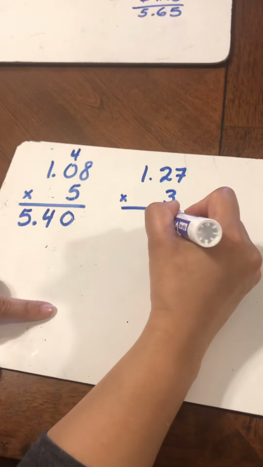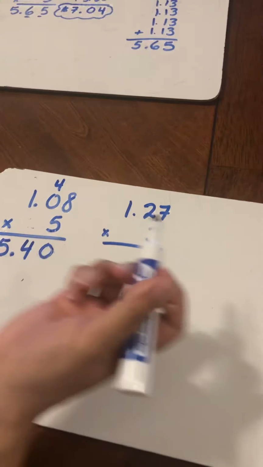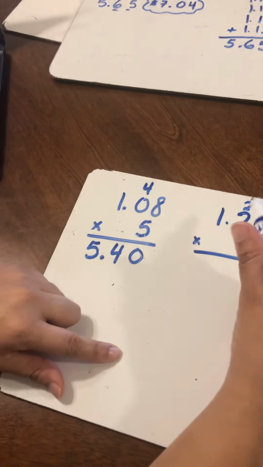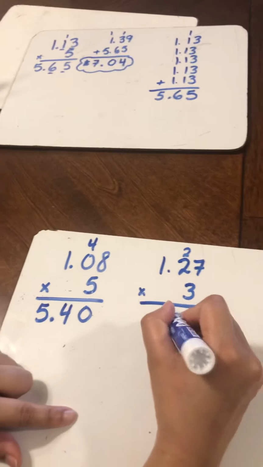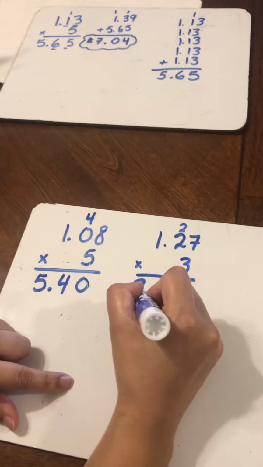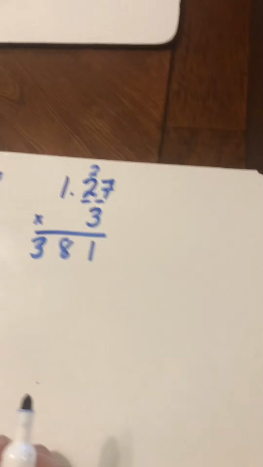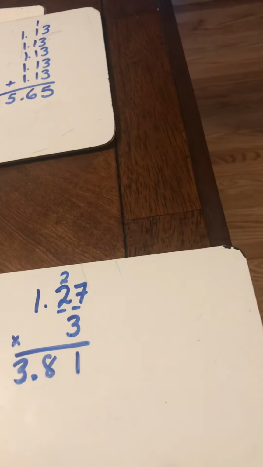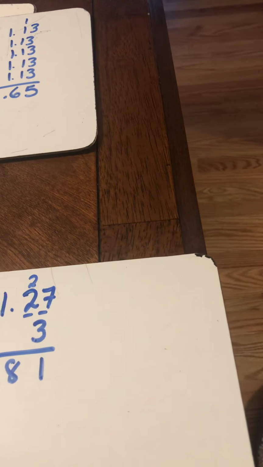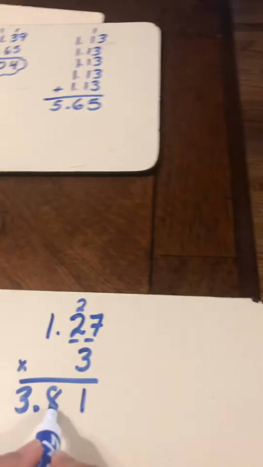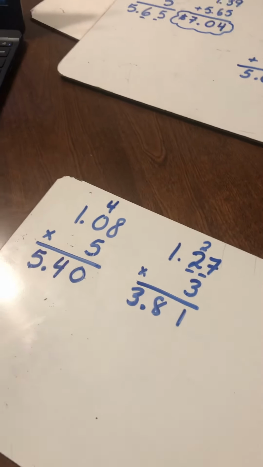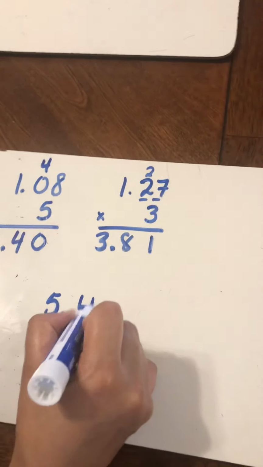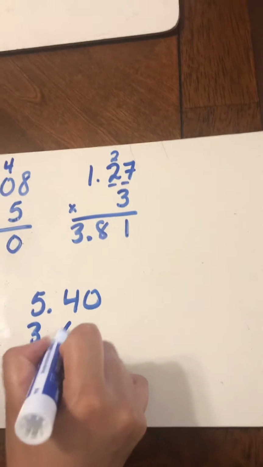3 times 7 is 21. So my 1 goes down here. Carry the 2. 3 times 2 is 6, plus 2 is 8. And 3 times 1 is 3. And I have my 2 places after the decimal point, so $3.81. Now the question is, how much more is this number than this number? So when you hear those key words, how much more, they're asking you for the difference. That means you have to subtract.